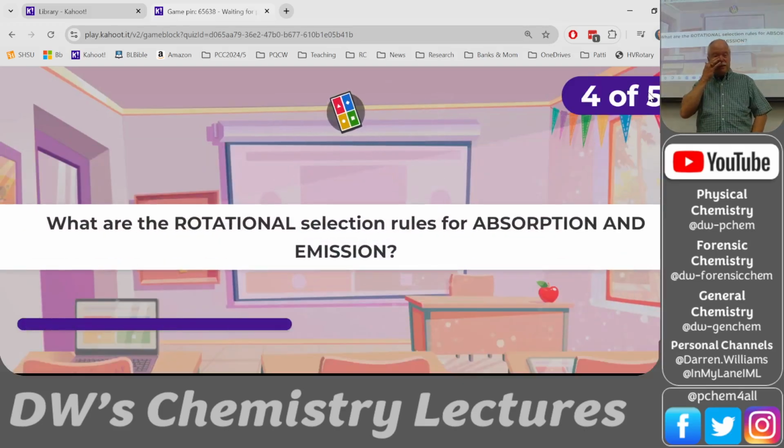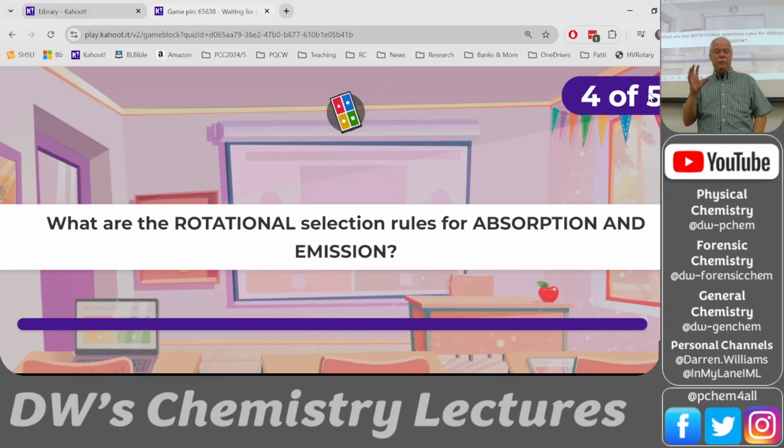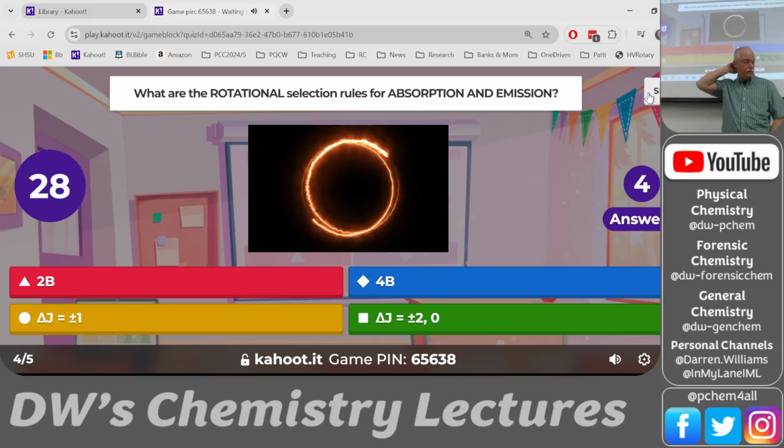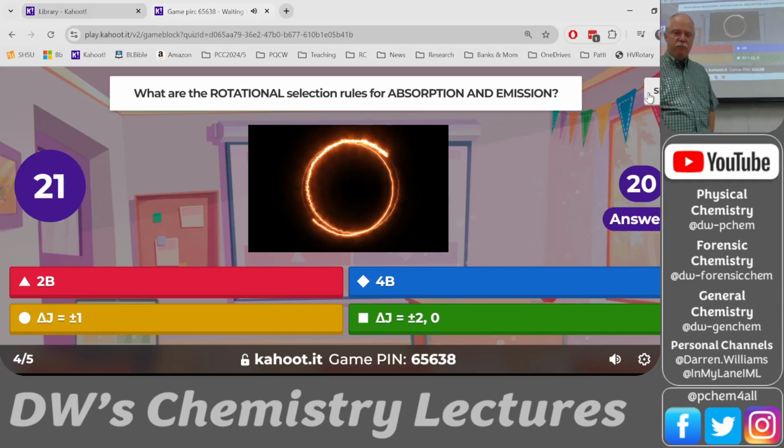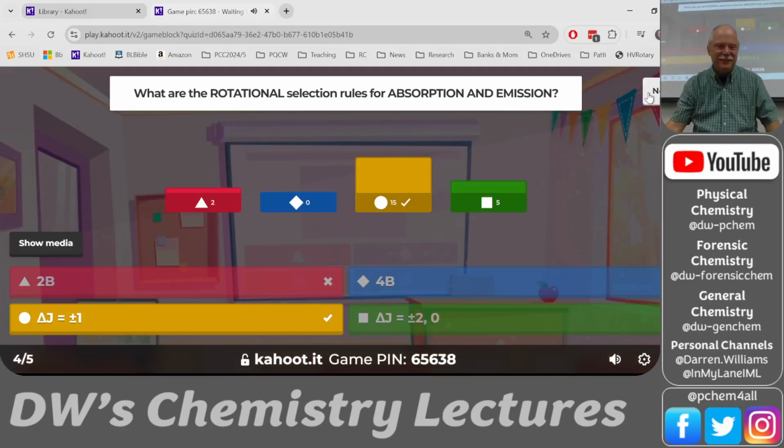Question 4. What are the rotational selection rules for absorption and emission? Rotational selection rules. Come on, perfect score, people. You got it? Almost. Yep, it's the plus or minus 1 here. So the selection rules are always the delta quantum number. So if I'm asking them for a selection rule, it's got to be like a delta J if it's rotation. For vibration, it would be delta V. So delta V equals blah, blah, blah for vibration.